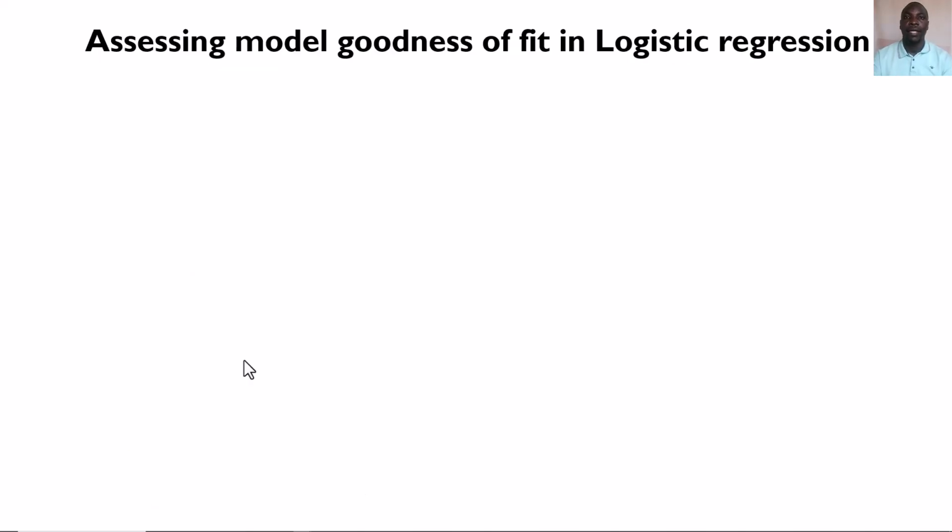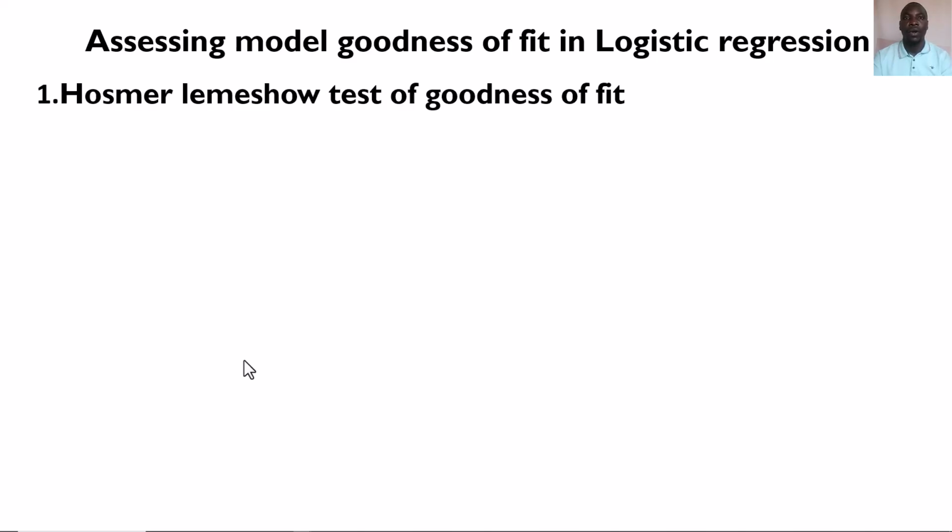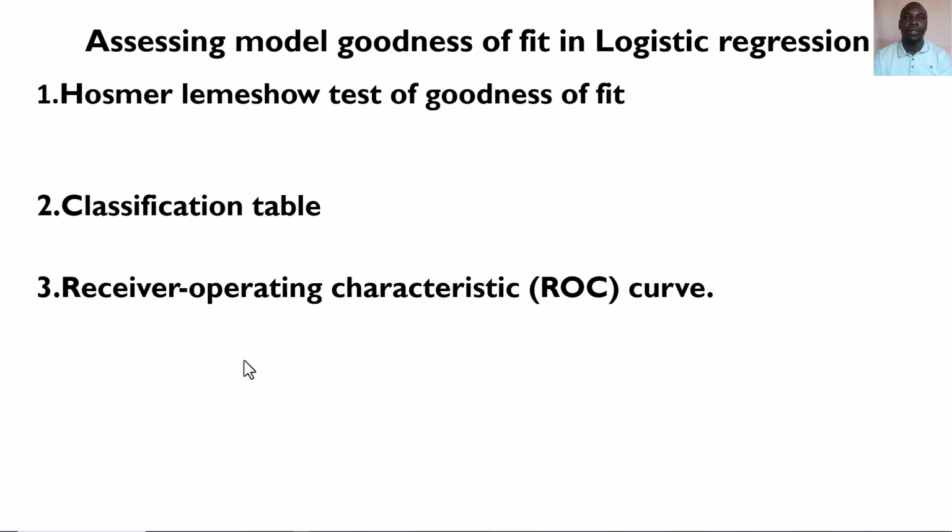There are 3 different ways that you can use to check for goodness of fit of your final model. One of them is using the Hosmer-Lemeshow test of goodness of fit, which is a statistical test. But you can also look at the classification table of your binary logistic regression model. And you can also look at the receiver operating characteristic, also known as the ROC curve, for your model.